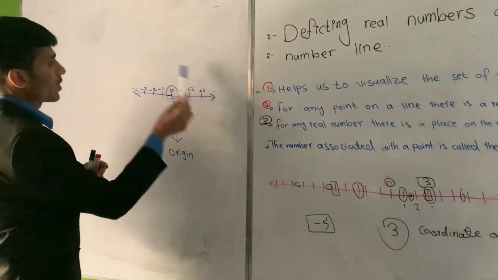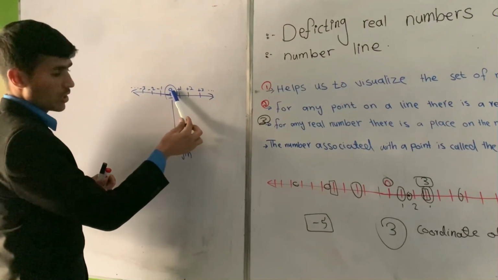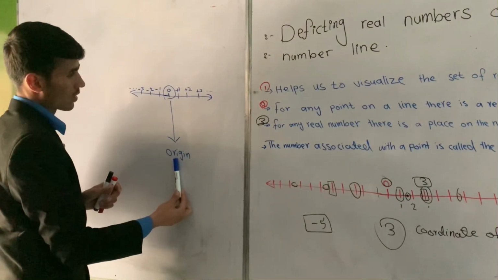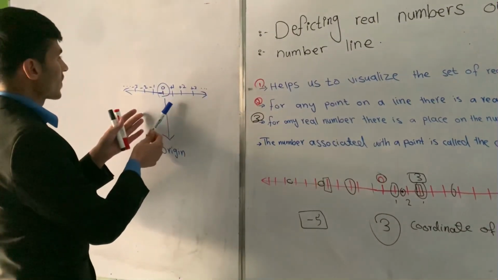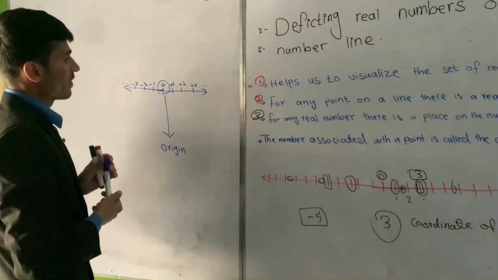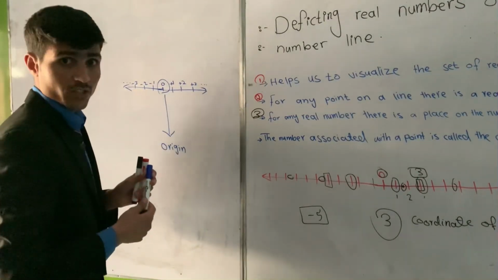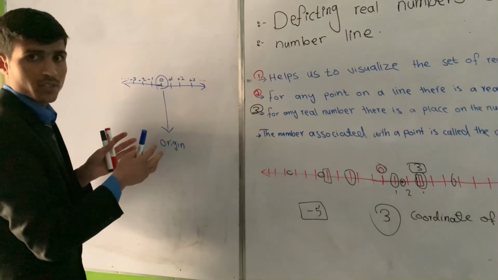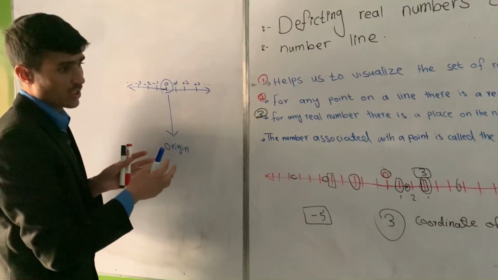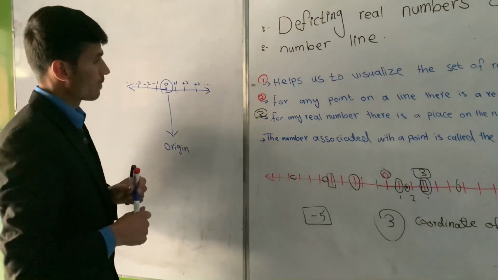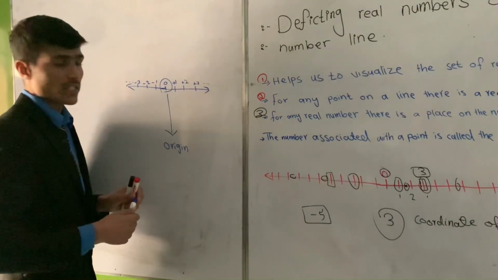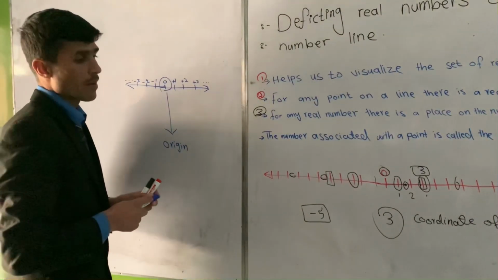So this is a number line. We have 0, which is called the origin. To the right of the 0, all positive numbers. To the left of the 0, all negative numbers. I'll just show you a few examples so that you may understand them completely. So let's see how examples work.